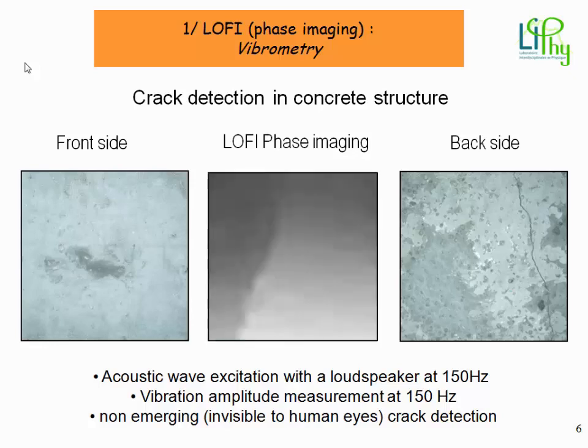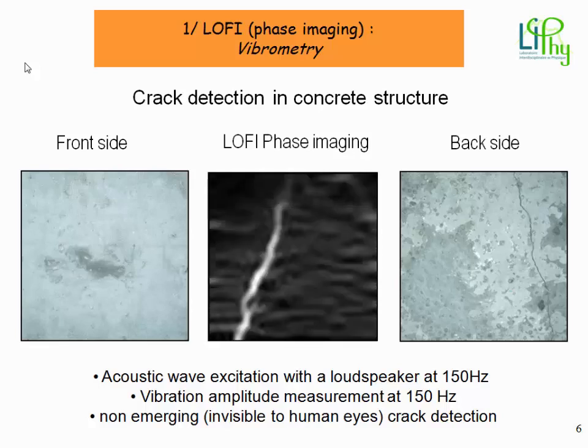And experimentally, the acoustic stimulation of the concrete is made with a loudspeaker at low frequency of 150 Hz. And the LOFI phase image, which is obtained here, is simply a measurement of the amplitude of the vibration of the concrete structure on the front side. And as we can see, the LOFI signal is able to detect a difference in the amplitude of vibration on both sides of the crack. So again, due to its high sensitivity, the LOFI method is able to detect a non-emerging crack in the concrete structure.